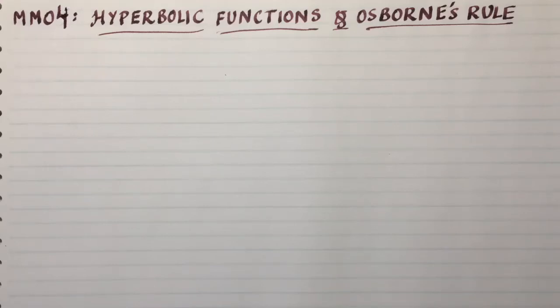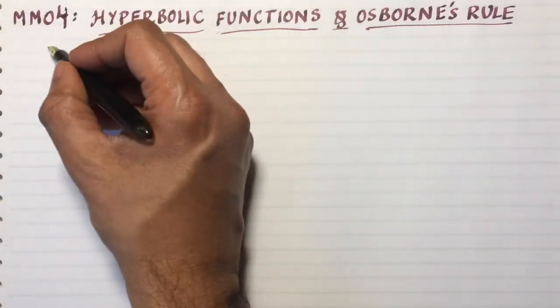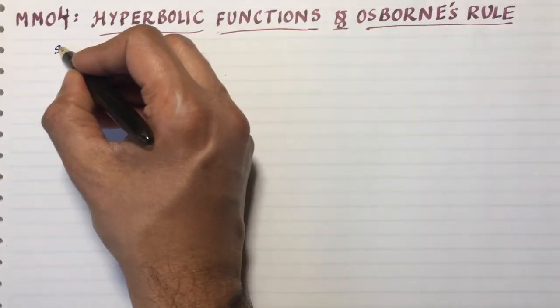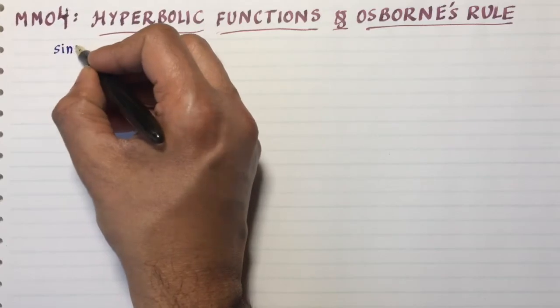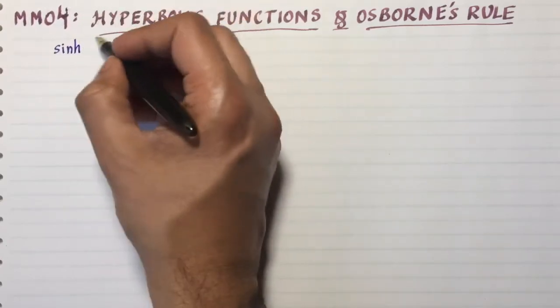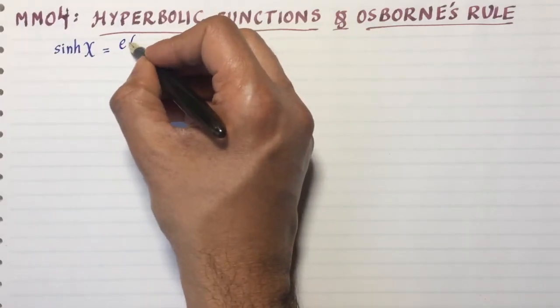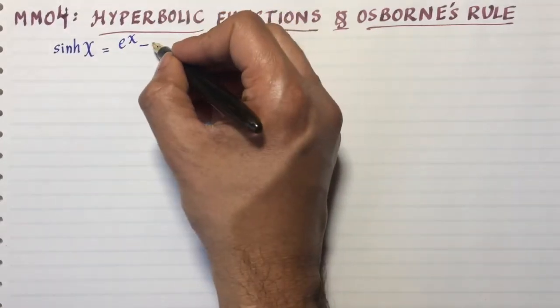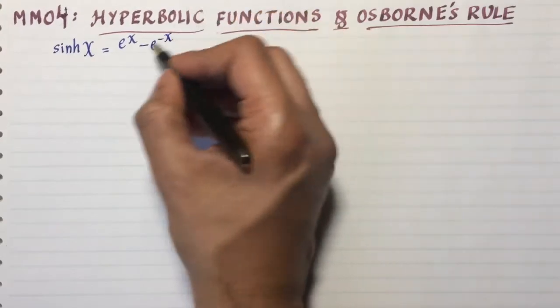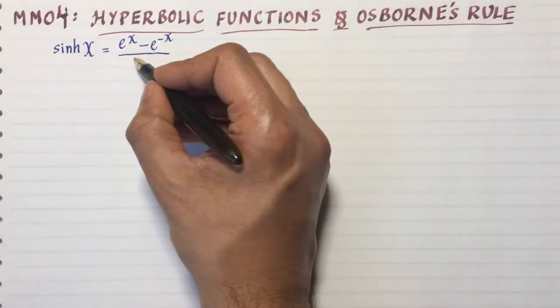In this video, I would like to focus on an important property of hyperbolic functions. Let's first recall what these functions are. So the sine hyperbolic, also sometimes called sinh, of chi is e to the chi minus e to the minus chi divided by 2.